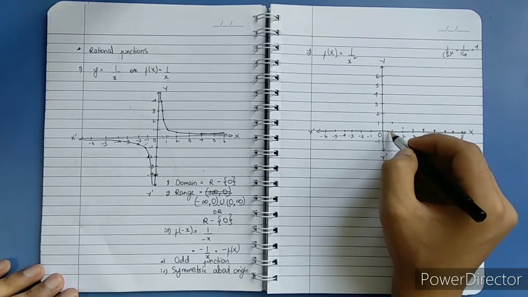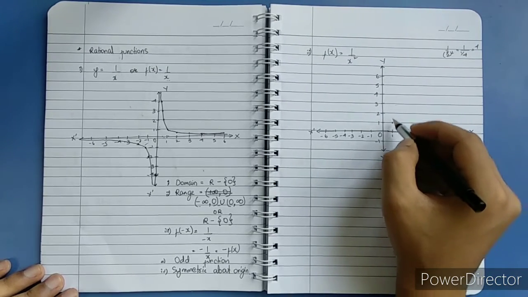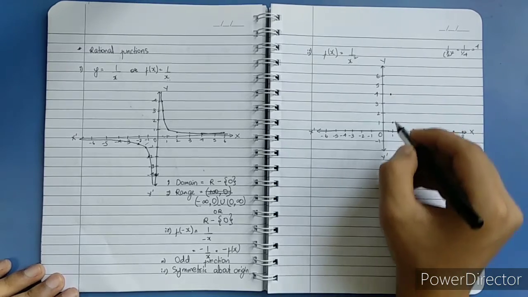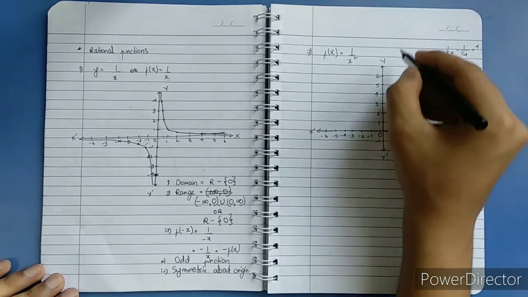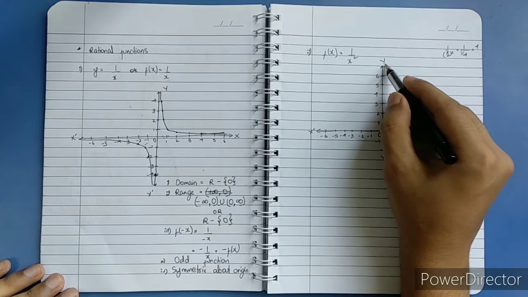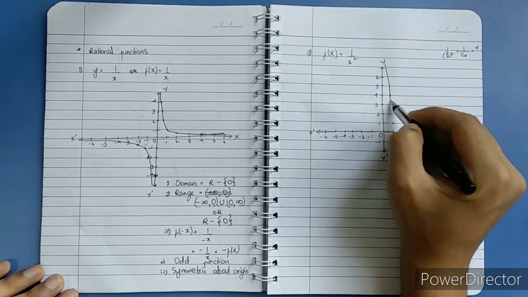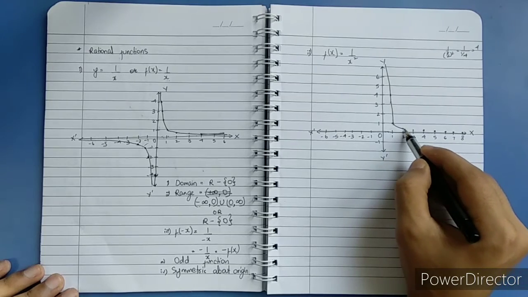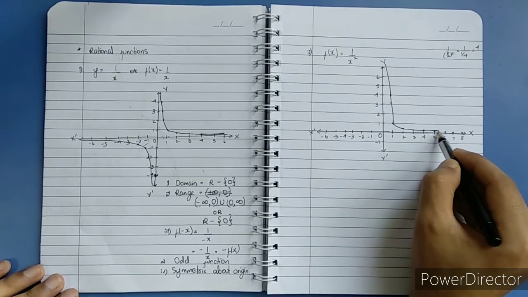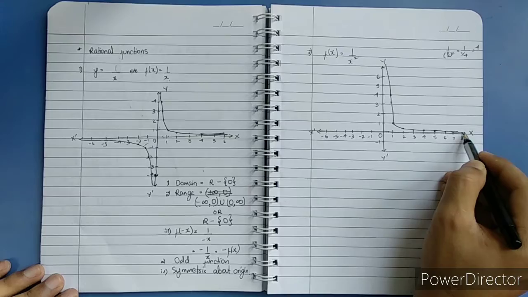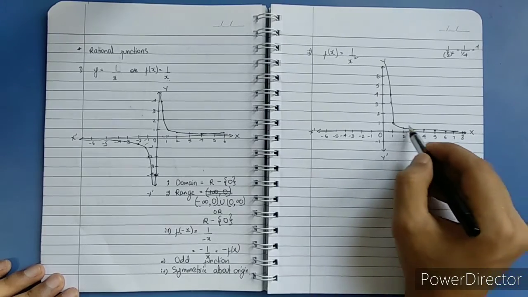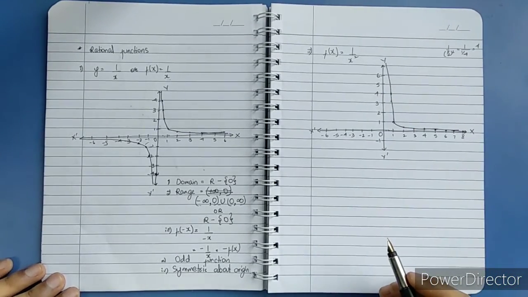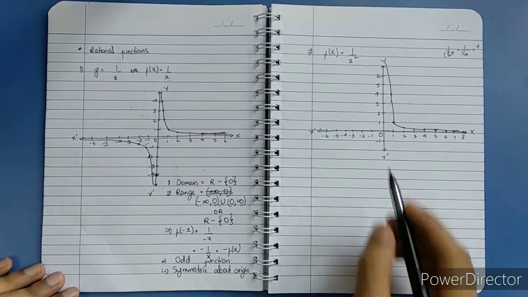So the smaller the value we take from 1 towards 0, the greater the value it tends to. So 1 by 3 will become 9. So what happens is it is increasing. As we move towards the right, it is decreasing. As we move towards the left, it is increasing. So this is the graph for 1 by x square.